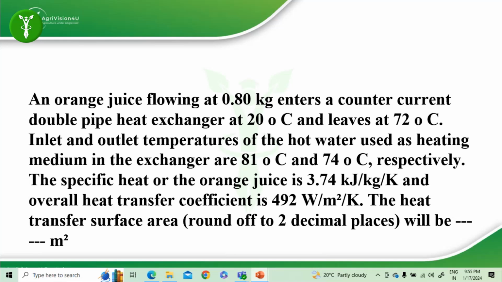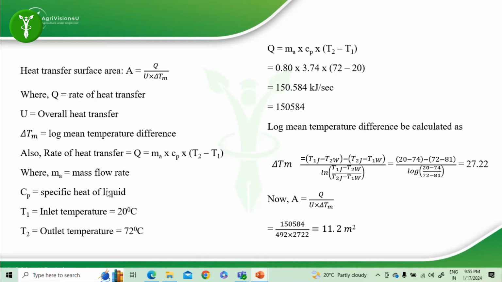So we'll be using the same simple formula for Q, the rate of heat transfer. We have two formulas to calculate the rate of heat transfer: Q is equal to U A del Tm, where del Tm is the log mean temperature difference, and Q is also equal to m Cp del T. So we will be dealing with these two formulas here.